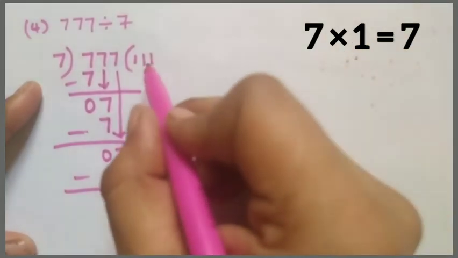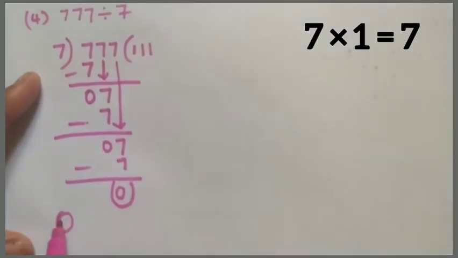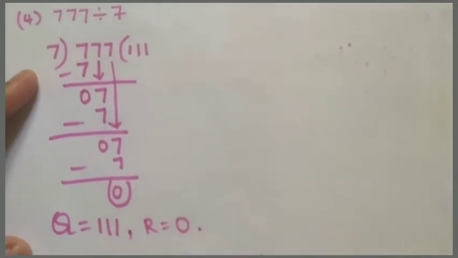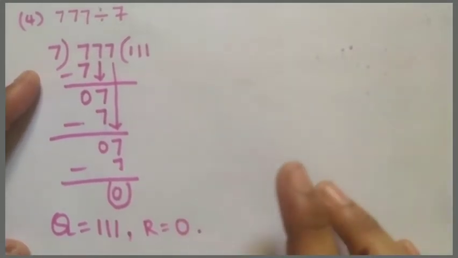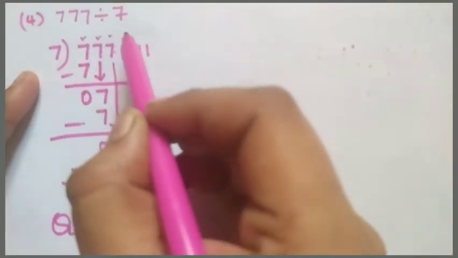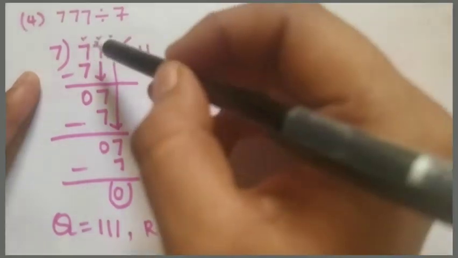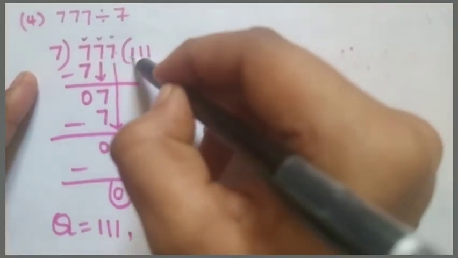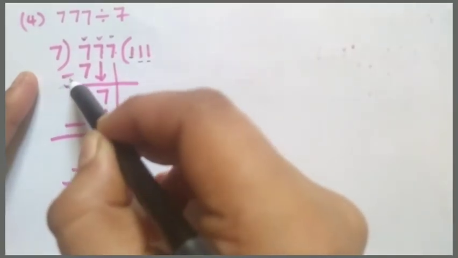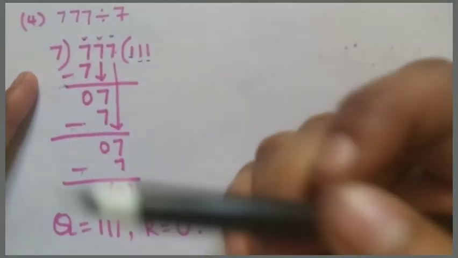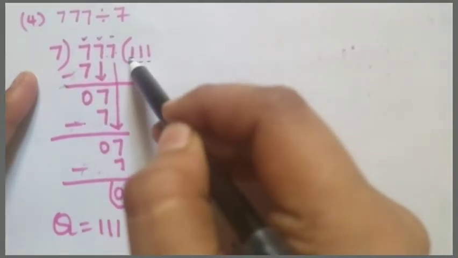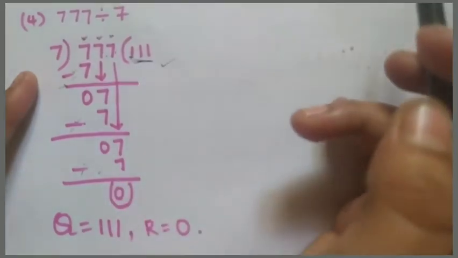What answer did we get? Quotient is equal to 111 and remainder is equal to 0. I will say two points for you. Remember, this is a 3-digit number, 1 2 3. If you have a 3-digit number, then you will get a 3-digit quotient, and you will do subtraction also 3 times.